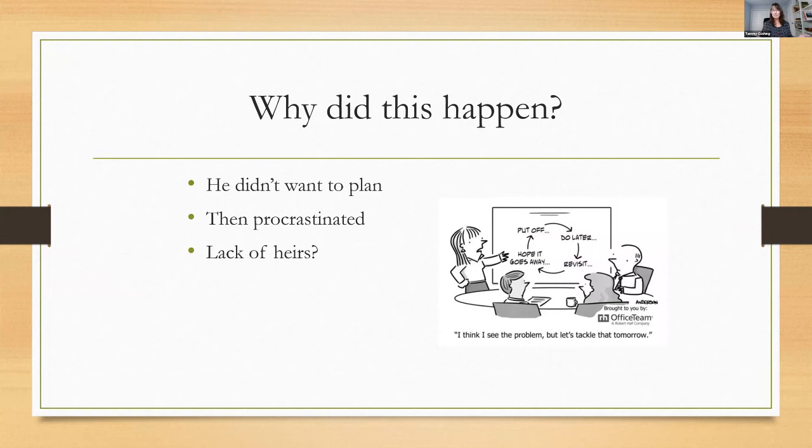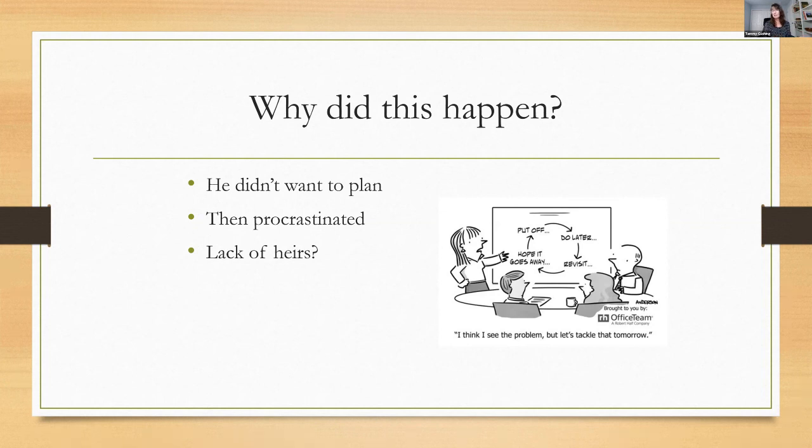So why did this happen? This gentleman did not want to plan. $40 million, he really didn't want to plan. Later in his life, I think he said by the time he hit 90, he decided, I should probably do something. And then he procrastinated. You shouldn't procrastinate too long at certain points in your life.